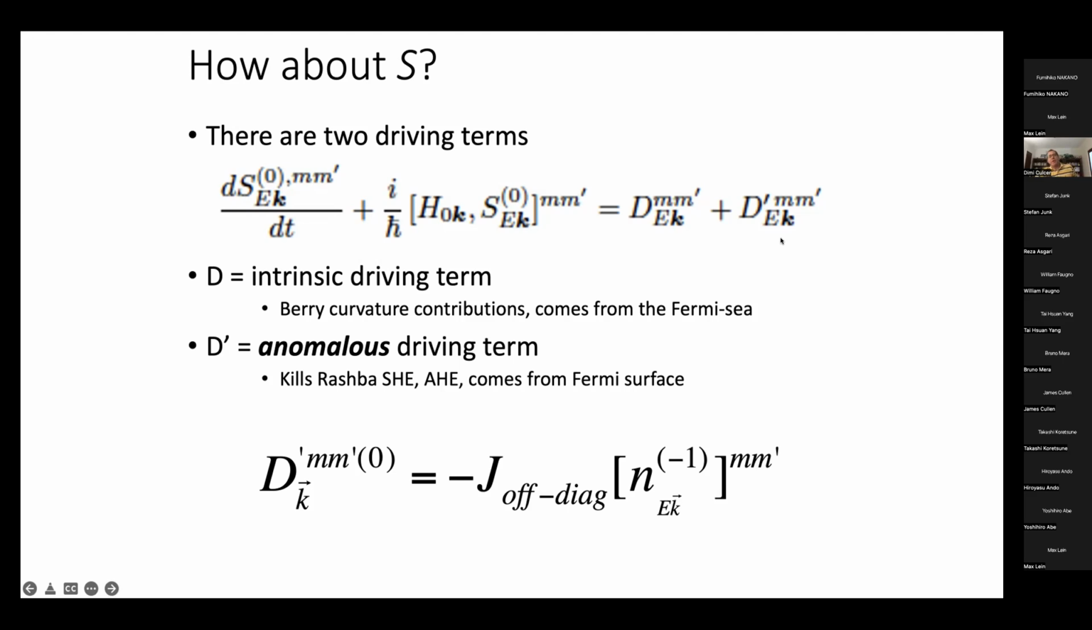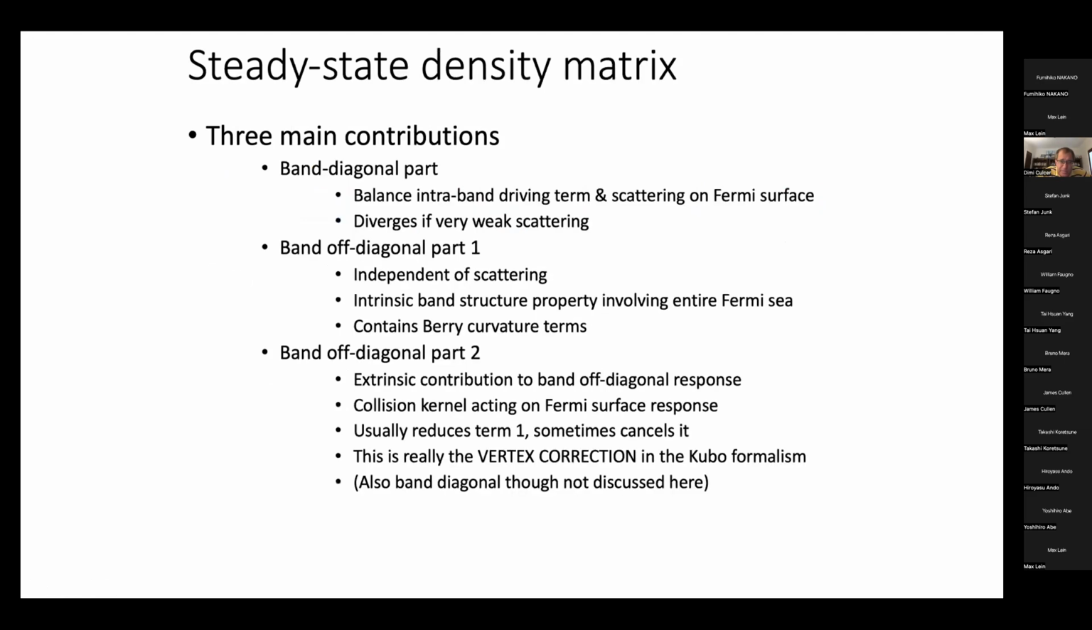Right? This is what we called, for lack of a better term, the anomalous driving term. Right? Because it comes from n, it comes from the Fermi surface, and this is what gives us agreement with all the Kubo formula evaluations. All right, so it kills the spin Hall effect, the anomalous Hall effect in the Rashba model.